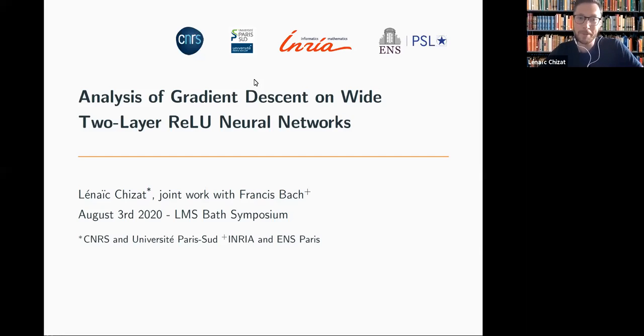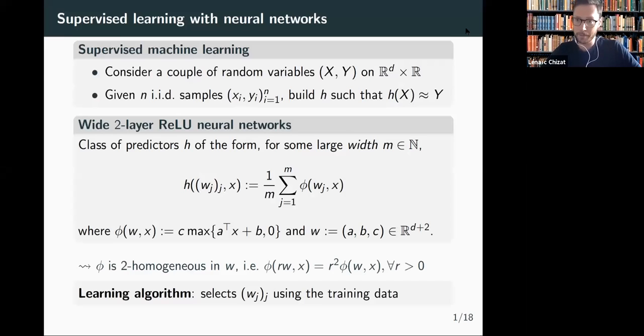So my talk will be about the analysis of gradient descent on wide two-layer ReLU neural networks. And this is a recap of several joint works with Francis Bach. So I will immediately start with the setting of my talk.